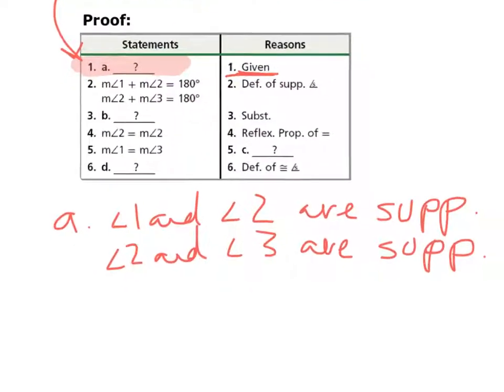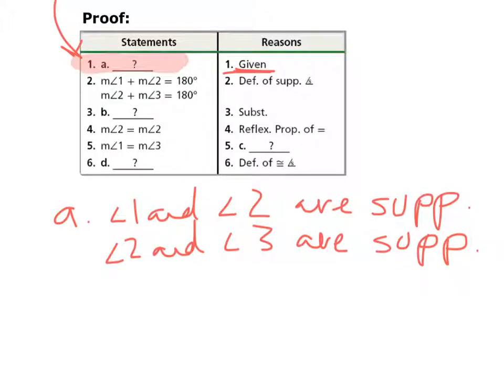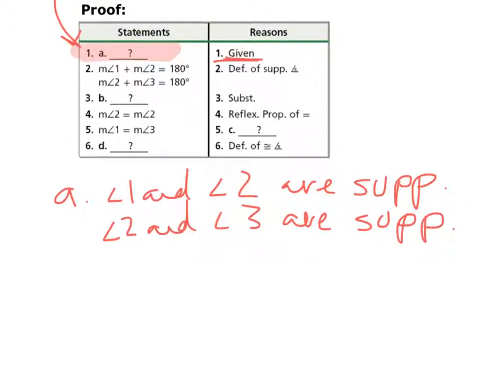So now let's look at step 2. Francisco, what does step 2 say? Angle 1 and angle 2 equal 180, and angle 2 and angle 3 equal 180. Right, so what you said was step 2. And our reason is the definition of supplementary angles. Because it tells us that 1 and 2 are supplementary. And the definition of supplementary angles is that they add to equal 180.